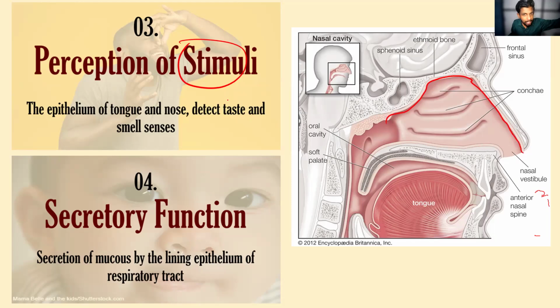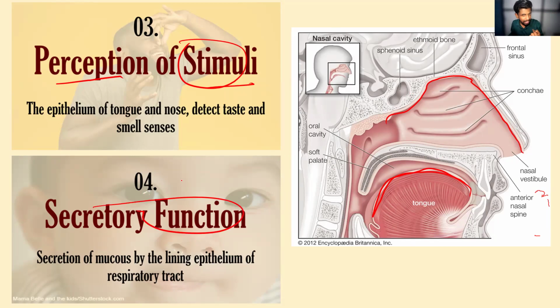So in that area, we have the nerves which detect the smell, the good smell and the bad smell. So epithelial tissue is found in the nasal cavity. And in the tongue, the outermost layer is covered by epithelial tissue, right? So they detect the taste, so perception of the stimuli and secretory function.